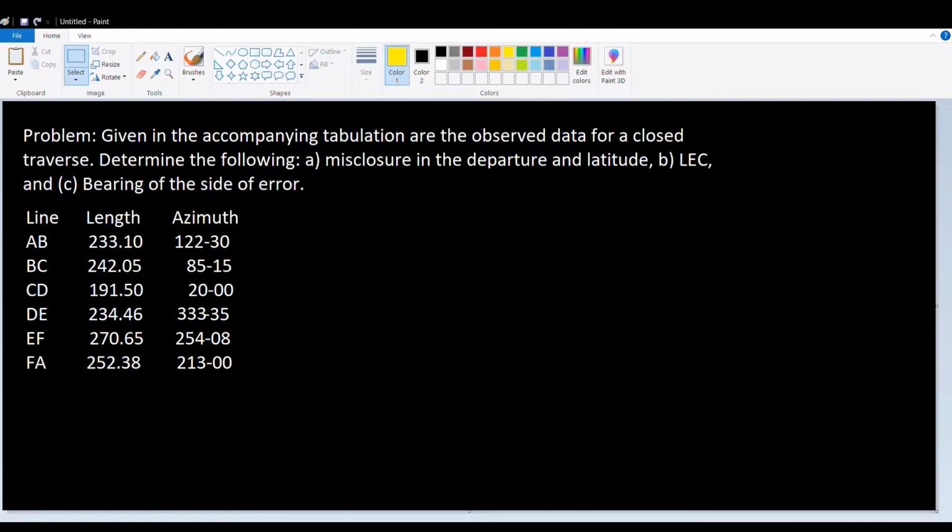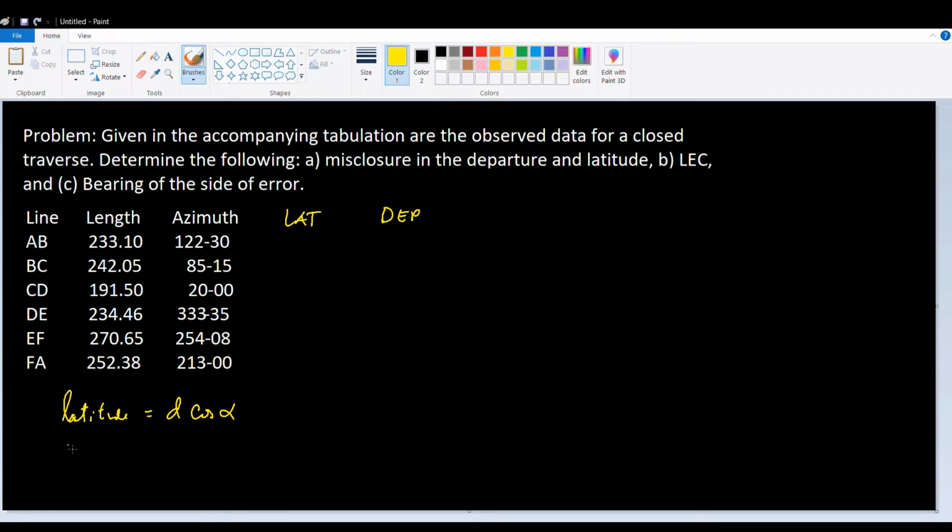So we have the following lines: AB, BC, CD, DE, EF, and FA, with the corresponding lengths and azimuths. First things first, we have to calculate the latitudes and the departures. So we have to write down the latitudes and the departures of the traverse lines. For the latitude, what is our formula? That is equal to the distance multiplied by the cosine of the azimuth or the bearing.